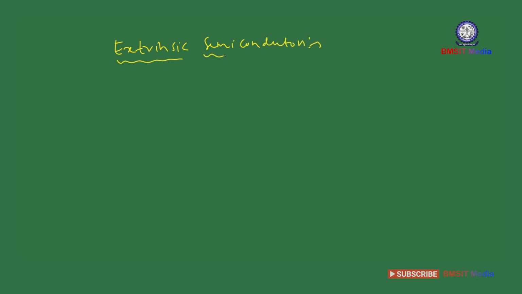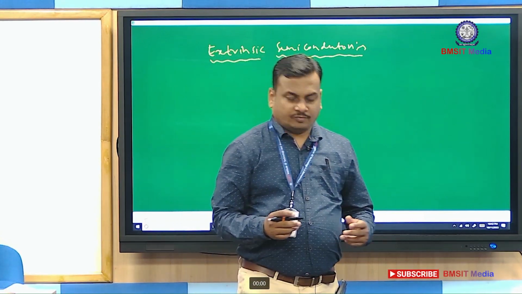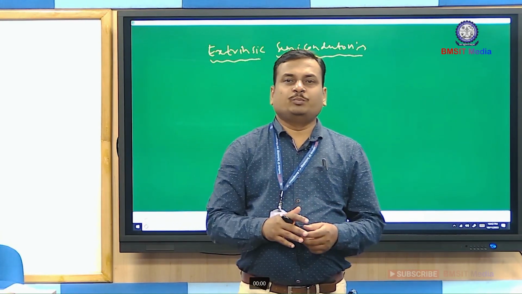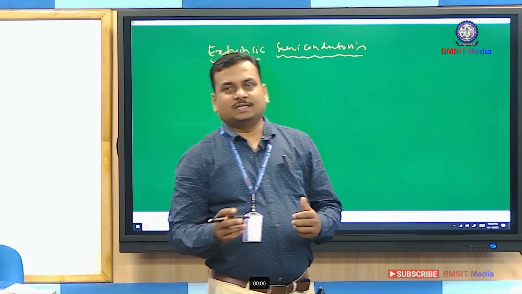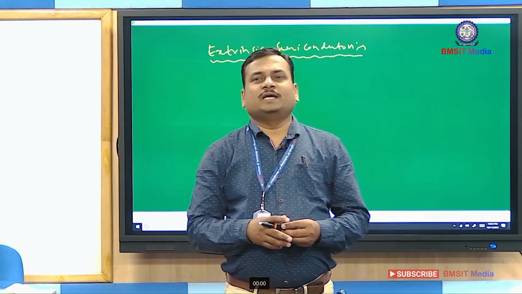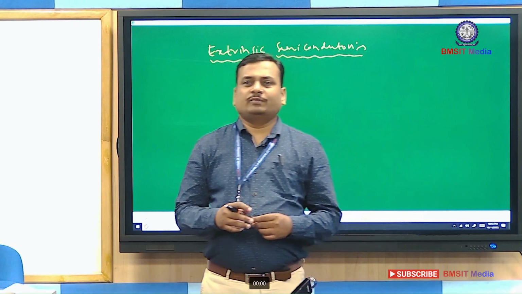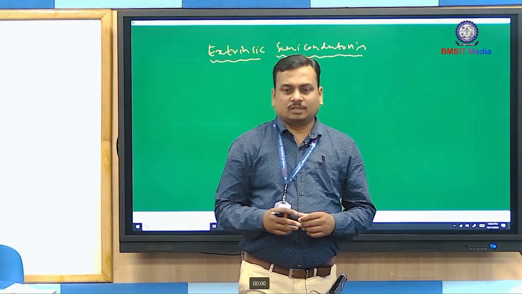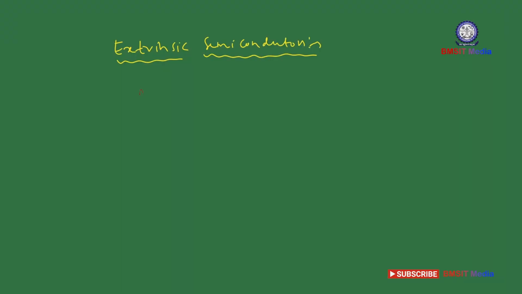So next we will see the extrinsic semiconductor. We can define it as: when you add some impurity atoms to your intrinsic semiconductor, then you will be getting this extrinsic semiconductor. Why do we do this? In order to increase the conductivity of that semiconductor. Based on that, we will have two types of extrinsic semiconductor. One is N type, another is P type. N type semiconductor and P type semiconductor.